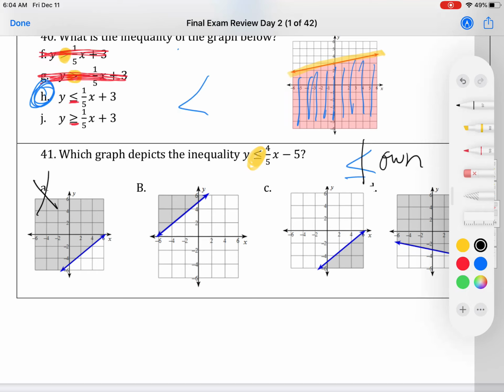Letter A did not color down. Letter B did not color down. Letter C colored down. Letter D did not color down. So the correct answer is C. I needed a picture where it colored down. This one went up, this one went up, this one went up, and this one dropped down.